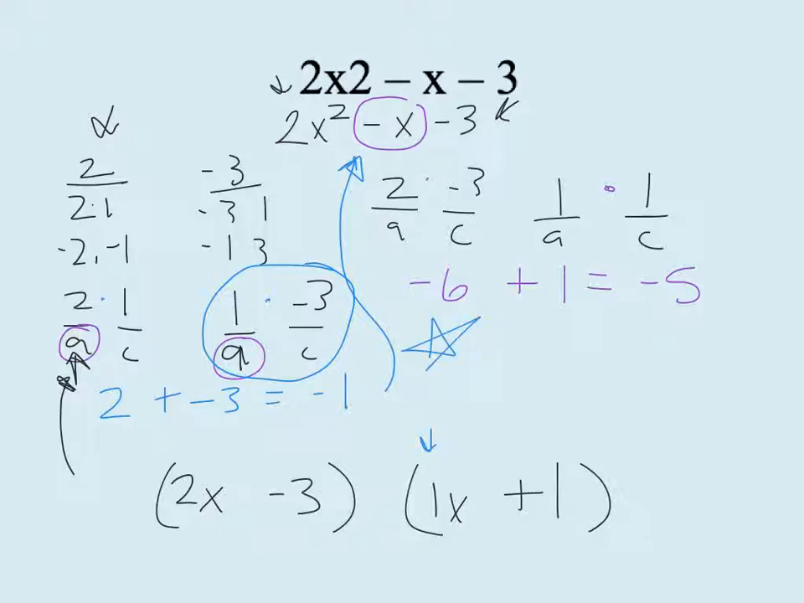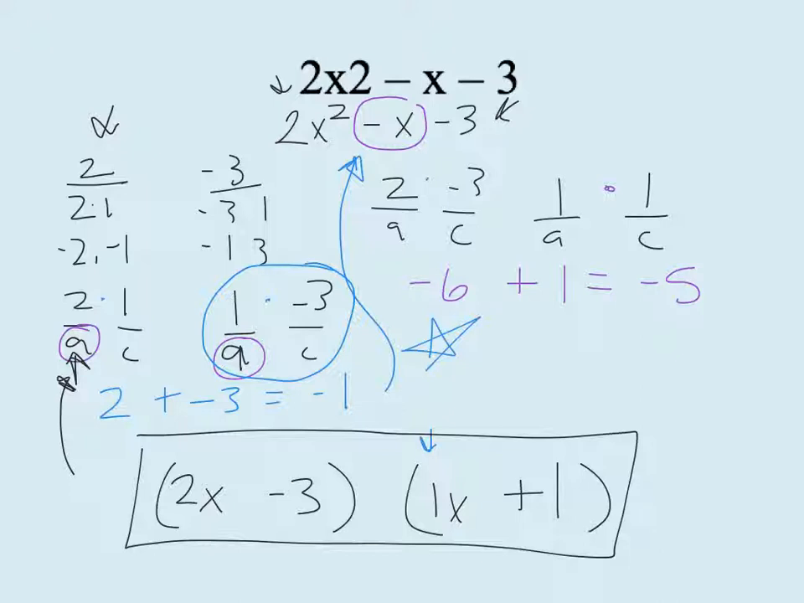So again, if you want to check your work, you could FOIL this out by first, outside, inside, last, and you would get the 2x squared minus x minus 3. But again, it's just finding the factors of A and C and then guessing and checking.